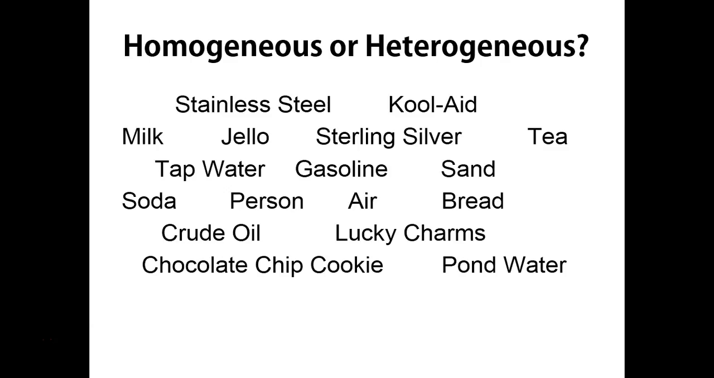It has tars in it, and then it also has lighter stuff that floats on top and things like that. So there are a bunch of different things in crude oil, and they're not evenly mixed together. So I'd call crude oil heterogeneous. Lucky Charms, different bits of it are different, so that's heterogeneous. Chocolate chip cookies, different bits are different, so that's heterogeneous.